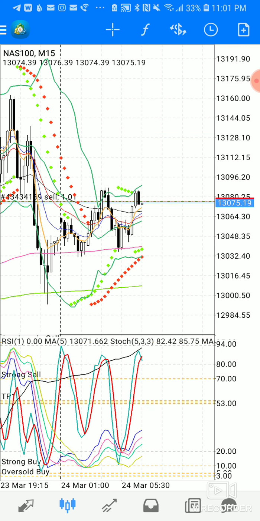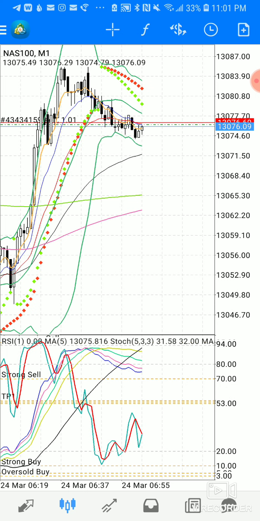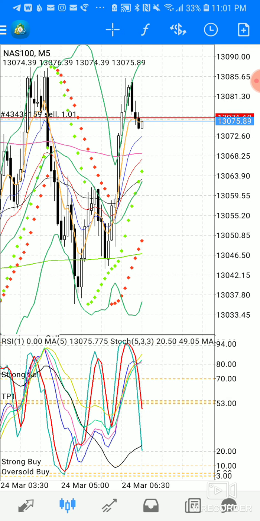All right, look at my 15-minute chart. Stochastic. It's getting ready to head down. I'm fluctuating in and out of profit. I'm on my 1 minute chart. Looks like it wants to go up and do a pullback. Same thing with the 5 minute.